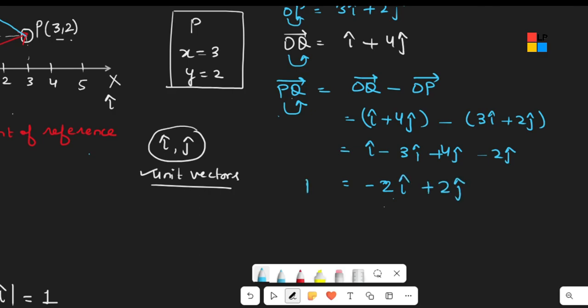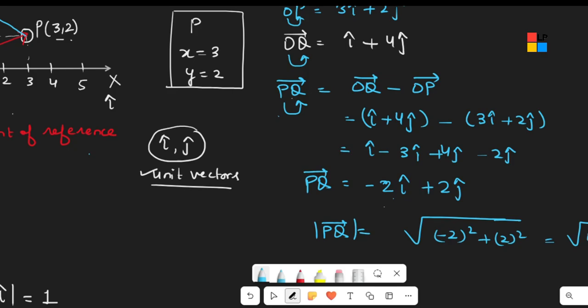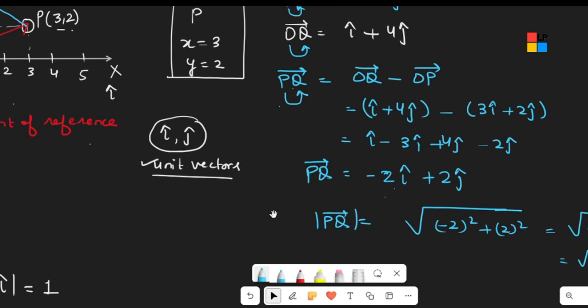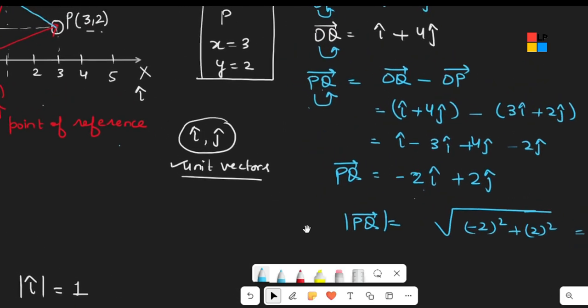So this is the PQ vector, and if I calculate the magnitude of the PQ vector, it will be the square root of minus 2 squared plus 2 squared, right? This will be the square root of 4 plus 4, that is root 8 units. So this is how you can calculate the magnitude of the PQ vector.